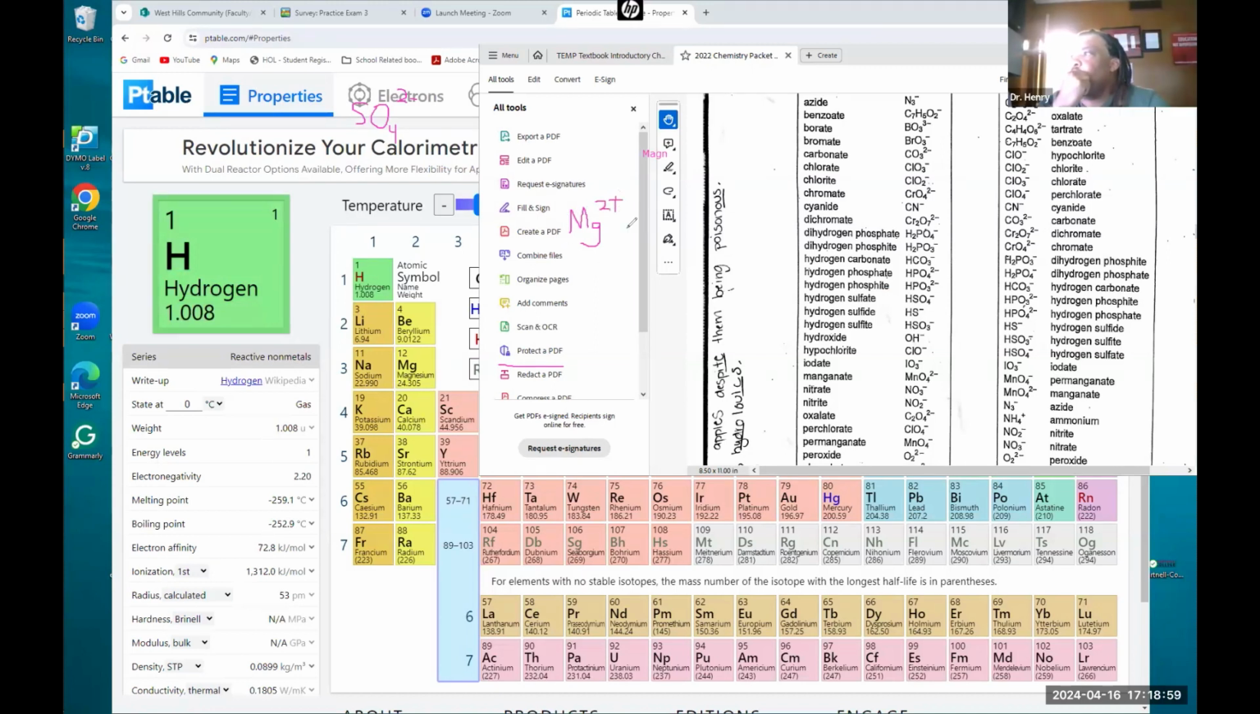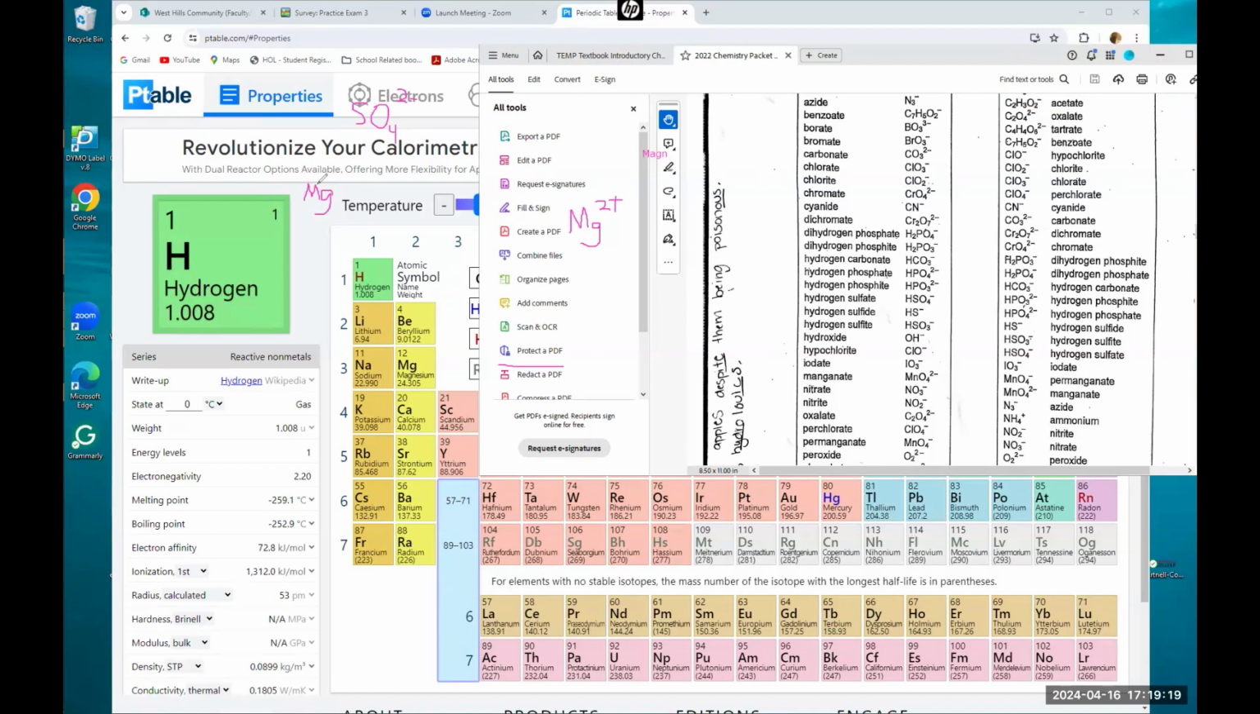Okay. So then how many magnesiums am I going to need to balance out how many sulfates? 2? Are you sure? But wait, you have to make it equal 0, don't you? Yeah, but this is a plus 2 and this is a minus 2. So how many of each am I going to need?